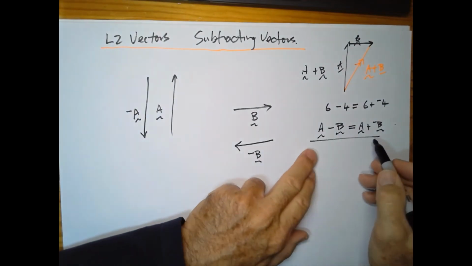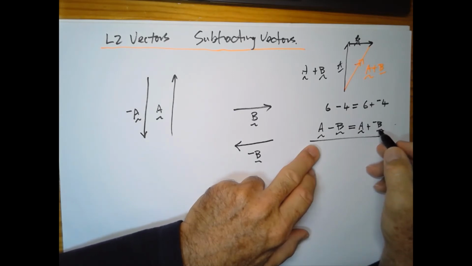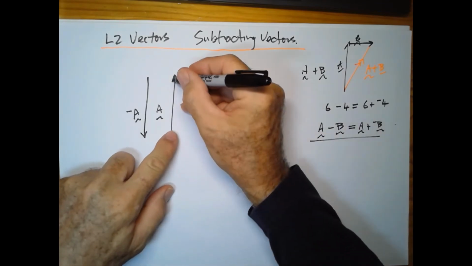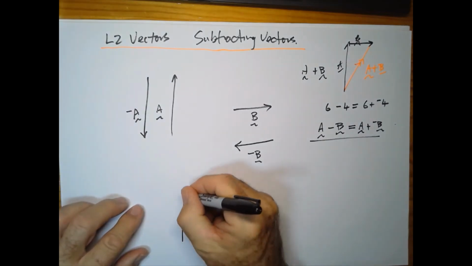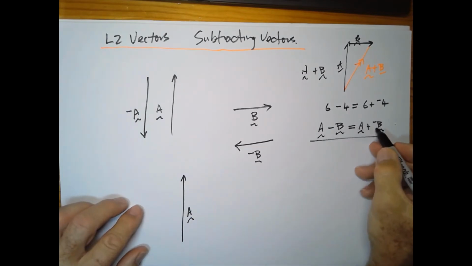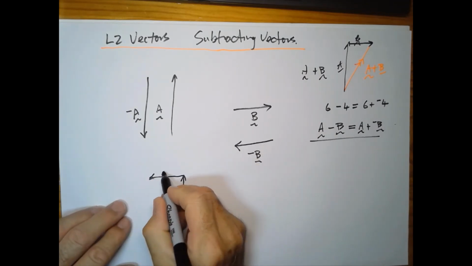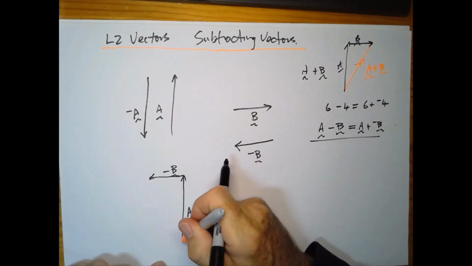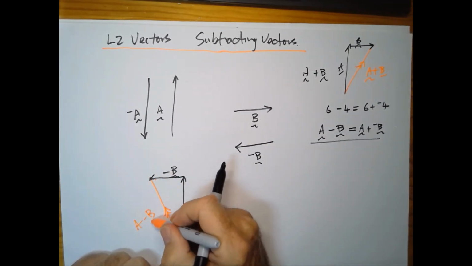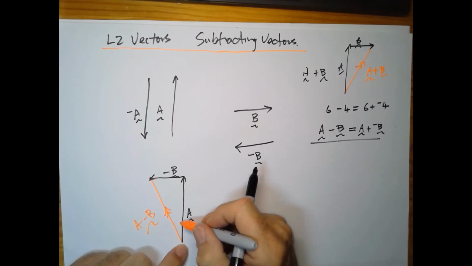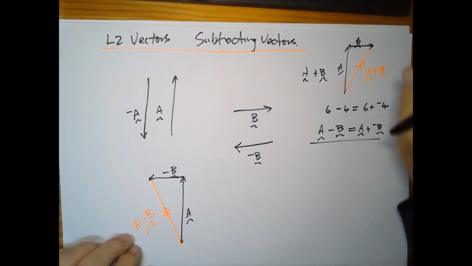So if we're going to subtract B from A, what we're going to do is add negative B. So A minus B is A plus the negative of B. So let's do this then: A plus the negative of B. That was our B, and this is our negative B. So the result of that is this vector here, adding head to tail, and the resultant is from the first tail to the final head, A minus B.